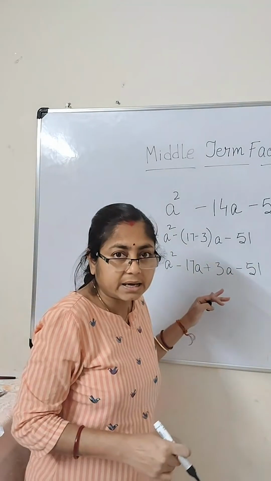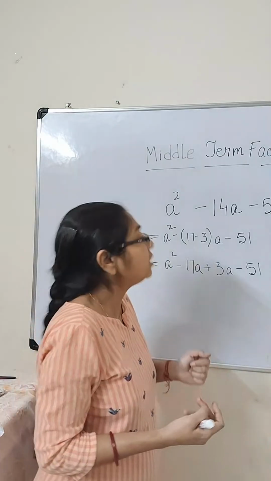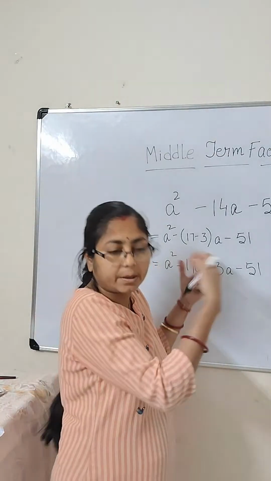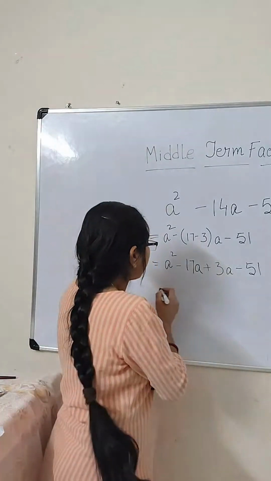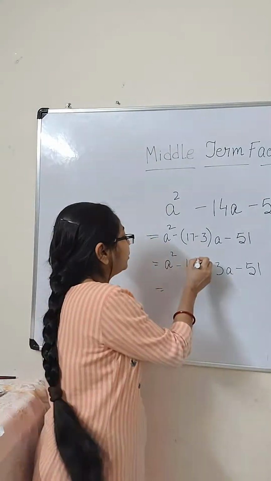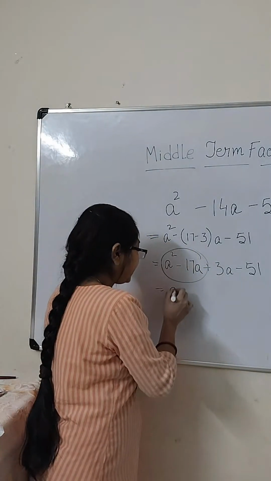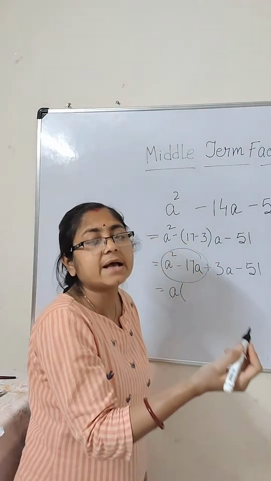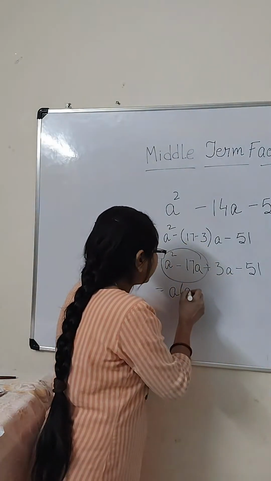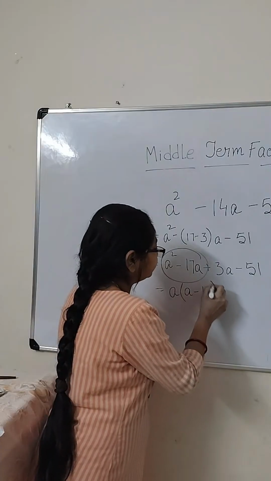This line is clear? What I am doing? I just remove the bracket and multiply the numbers. And after that, take the common. First two, you do. A. Who completes the math? Please write the answer. A minus 17.